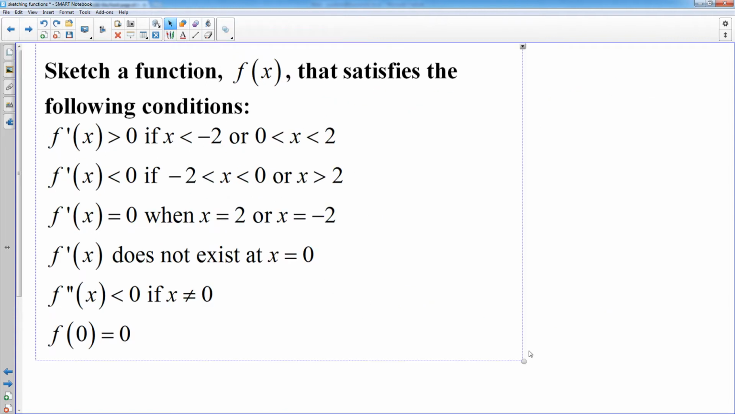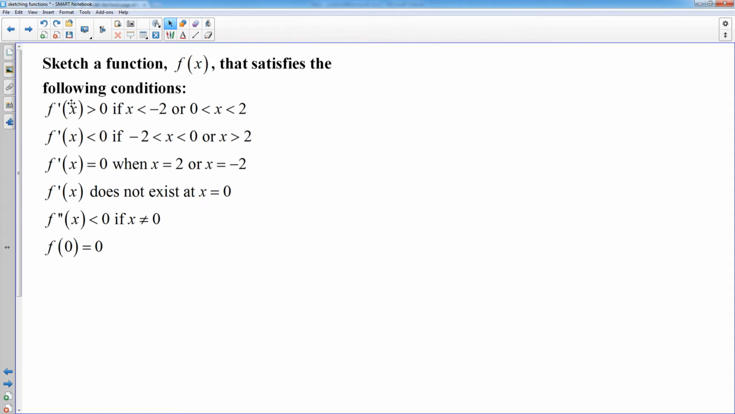A little bit more information here, I think. F prime is positive, means my function will be increasing. F prime is negative, means my function will be decreasing. F prime equals 0 means we're temporarily horizontal, slope is 0. F prime does not exist at 0. I'm going to come back to that one in a second. F double prime is less than 0, which means the function is concave down everywhere except at 0. And then I give you a straight up ordered pair to hit. I need to make sure that my graph hits the point 0, 0. It goes through the origin.